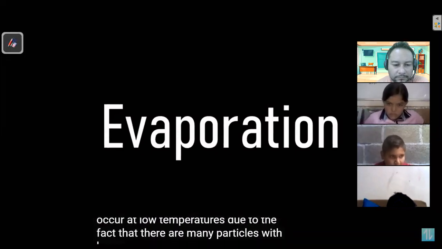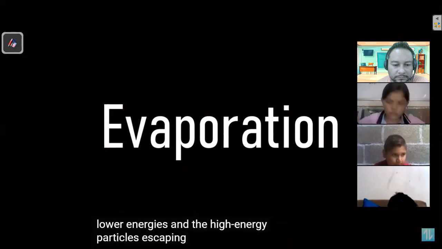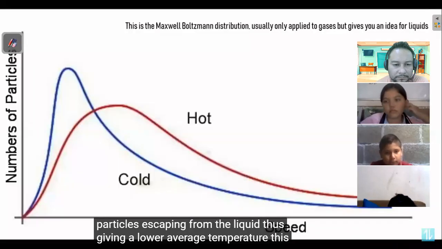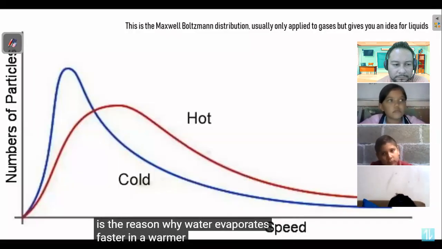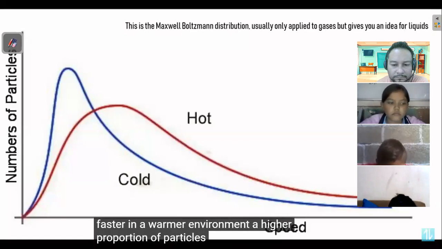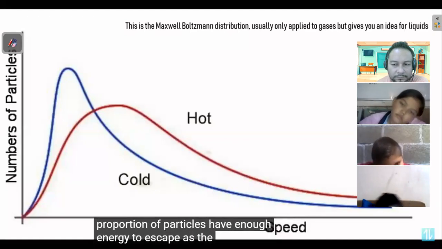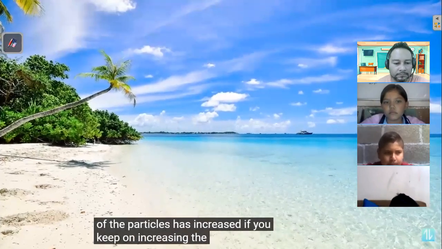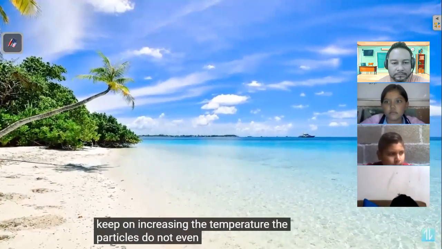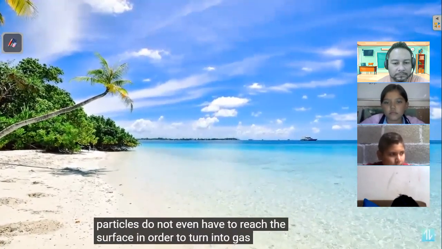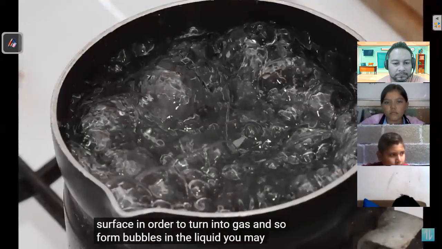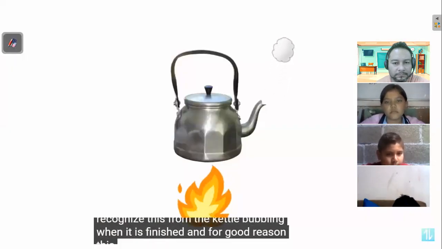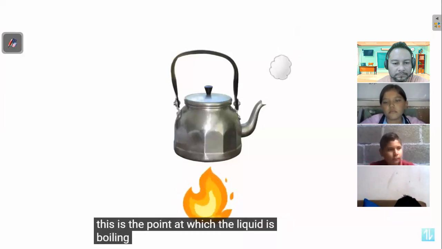there are many particles with lower energies than the high energy particles escaping from the liquid, thus giving a lower average temperature. This is the reason why water evaporates faster in a warmer environment. A higher proportion of particles have enough energy to escape, as the average energy of the particles has increased. If you keep on increasing the temperature, the particles do not even have to reach the surface in order to turn into gas, and so form bubbles in the liquid. You may recognise this from the kettle bubbling when it is finished, and for good reason. This is the point at which the liquid is boiling.